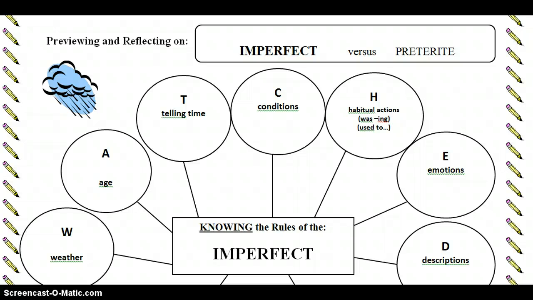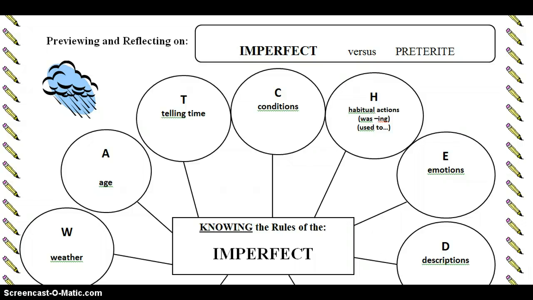Starting on the left with the W, we have weather. Anytime you're talking in the past tense and describing the weather, you're going to use the imperfect. If you want to say it was rainy, it was windy, it was a beautiful day, describing the weather will be in the imperfect tense.